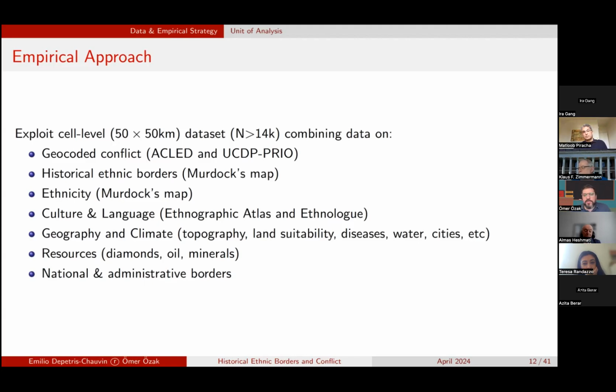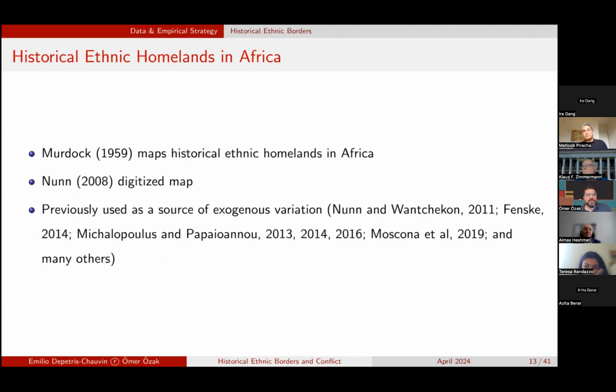We also control for a large set of observables in terms of geography and climate. So think about topography, ruggedness, land suitability, diseases, water, distances to cities, all kinds of things. We also want to control for resources, which are one of the main sources of conflict, so we control for diamonds, oil, presence of minerals, etc. And finally, we also account for national administrative borders.